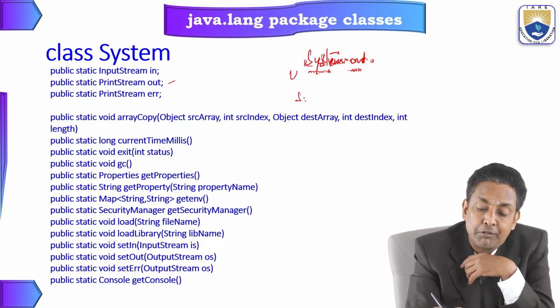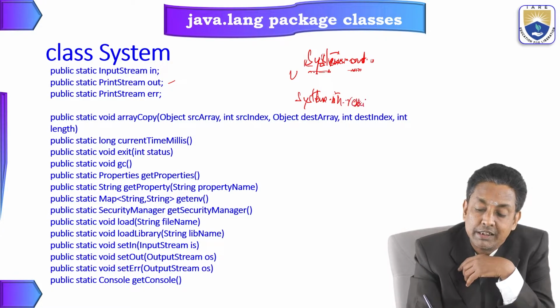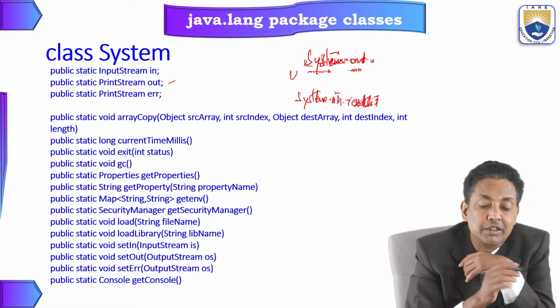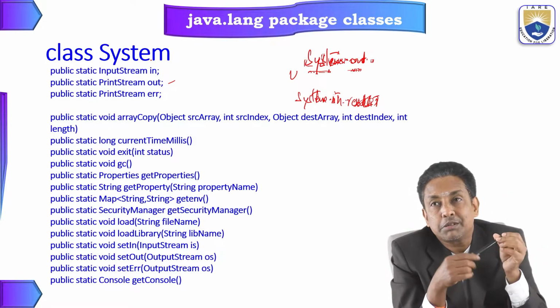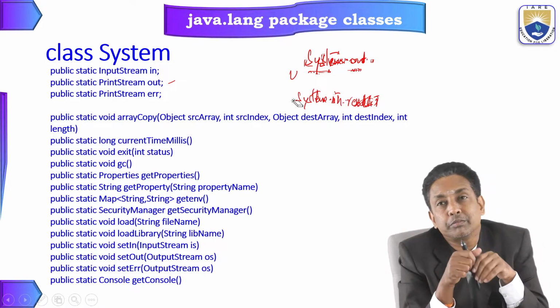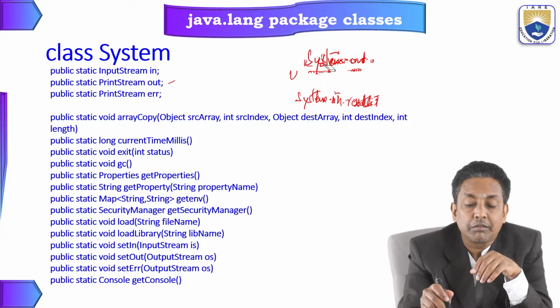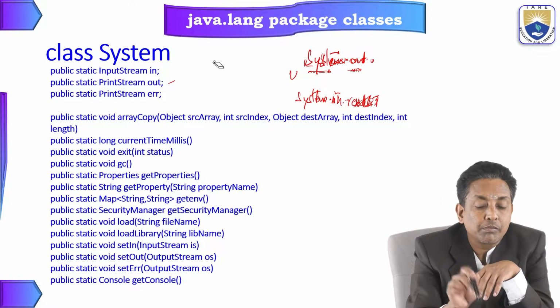Similarly, to read the input from the standard input, from the keyboard, we use System.in.read. In the System class, in is an object reference of the InputStream class. In the InputStream class, the read method is available to read the data from the standard input, from the keyboard.